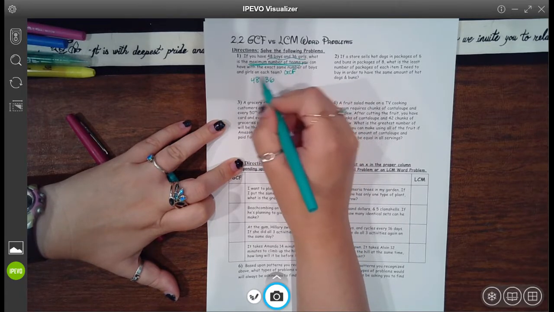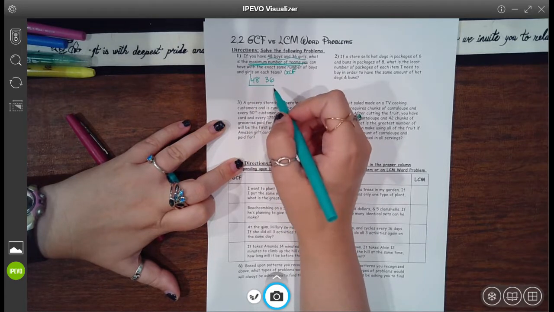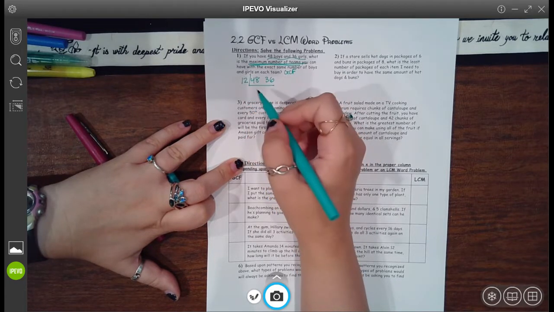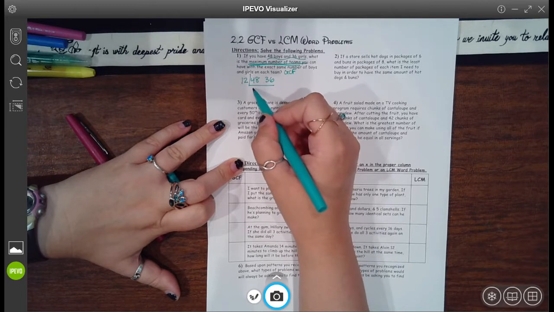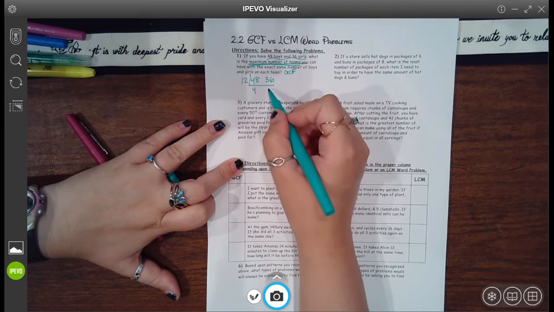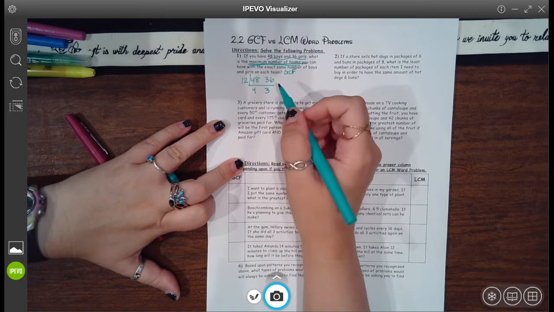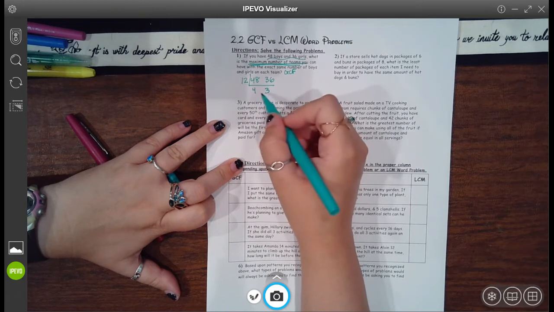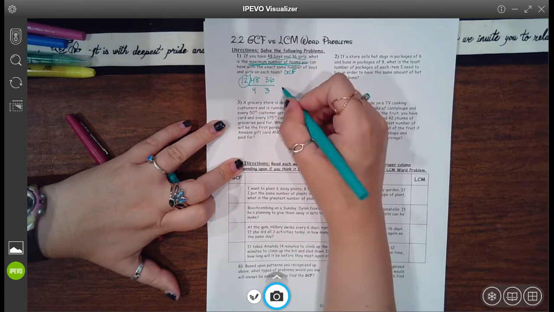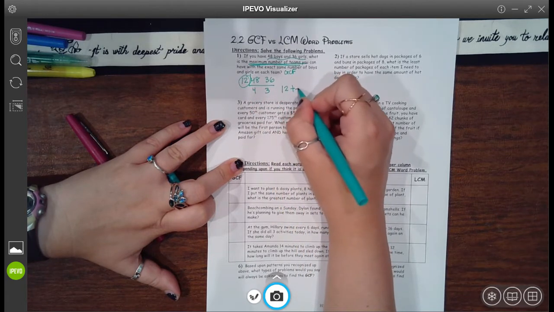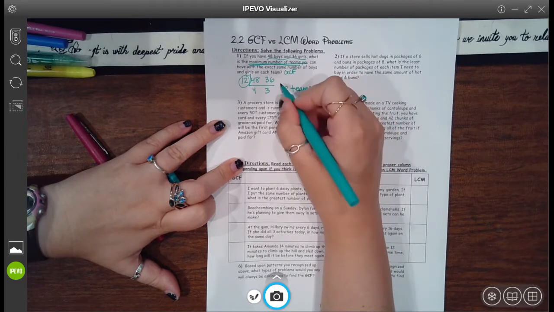So you have 48 boys and 36 girls. So let's find the GCF of those. Well, what can go into both? Those look like 12, because 12 times what is 48? 4. And 12 times what is 36? 3. Nothing can go into both 4 and 3, so that's it. You can have 12 teams.